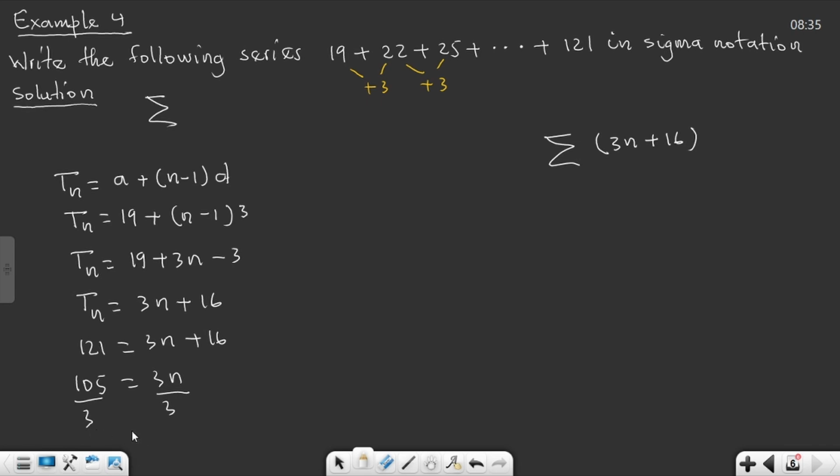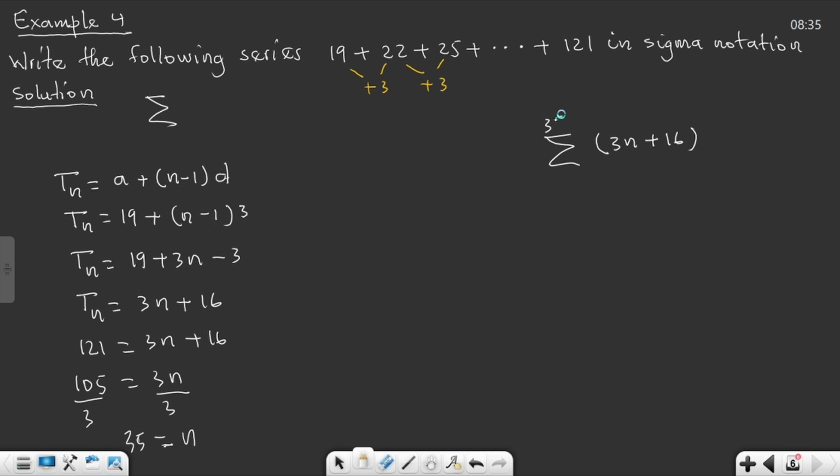This will give you, on the left side, you must have 35. And on the right side, you have n. So n is equal to 35. So 35 will be there.